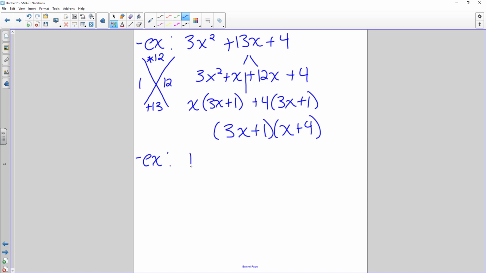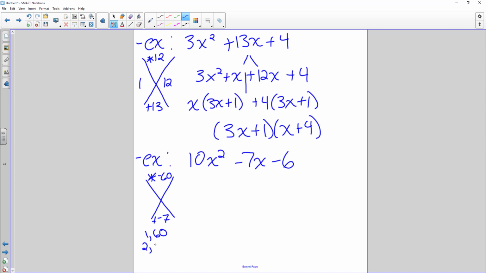Okay, one more. 10x squared minus 7x minus 6. So I'm looking for what multiplies to 10 times negative 6. 10 times negative 6 is negative 60 and adds up to negative 7. Here's another one that I've got a lot of different possibilities with 60. Sometimes it helps to just underneath make a list. 1 and 60 is not going to work.